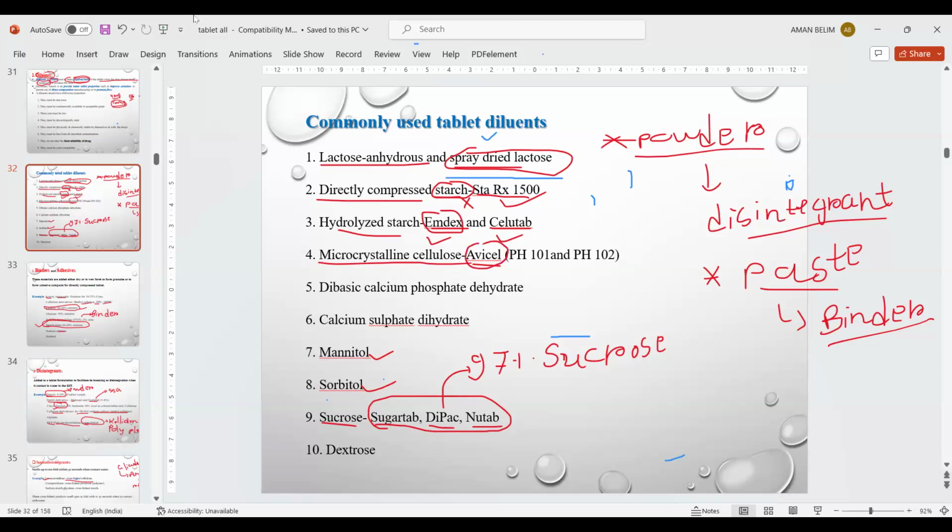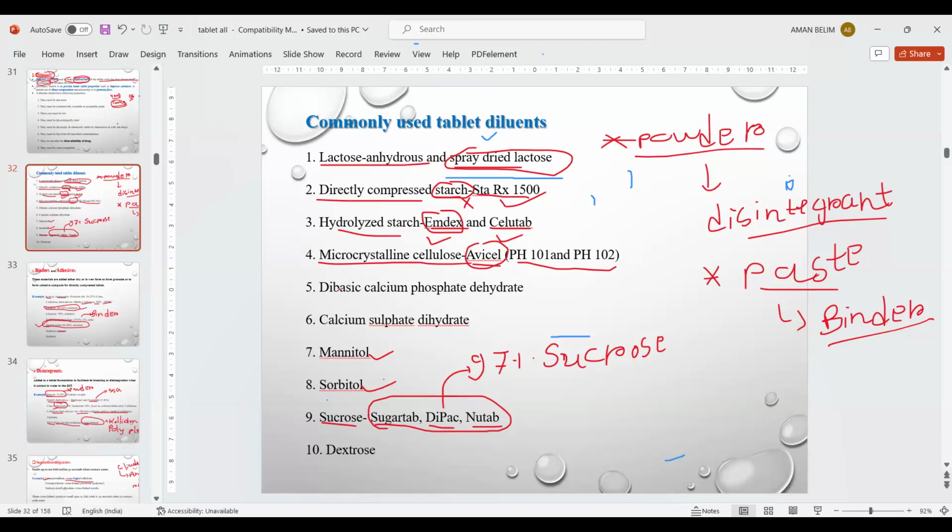And what are the other available names? What are the other brand names of MCC? Can you tell me, guys? It is also given in the Lachman book. What are the other names? Vivacel, very good Vivek. Yes, Vivacel and Emcocel. Remember this, okay? I'm telling you again, remember this. They used to ask the brand names also.